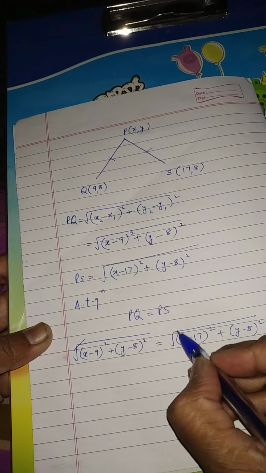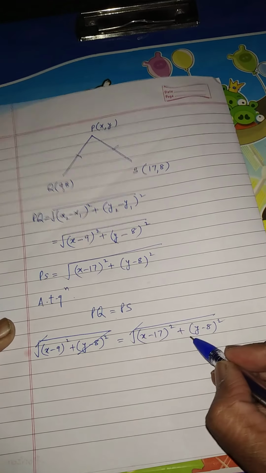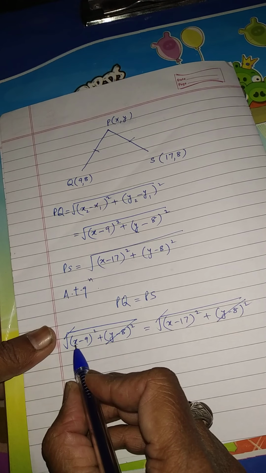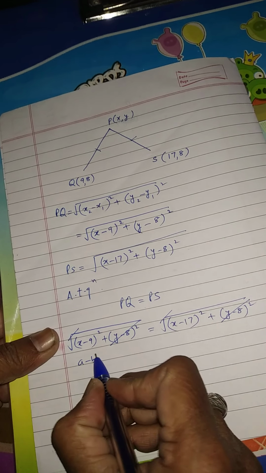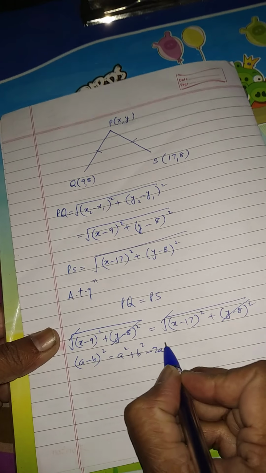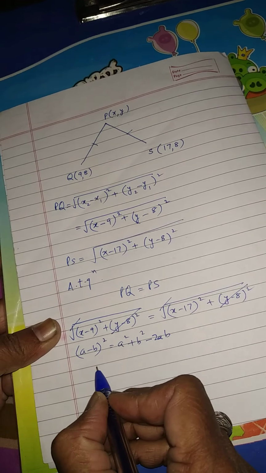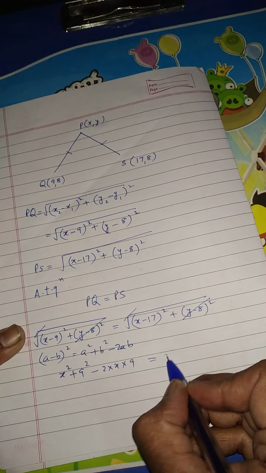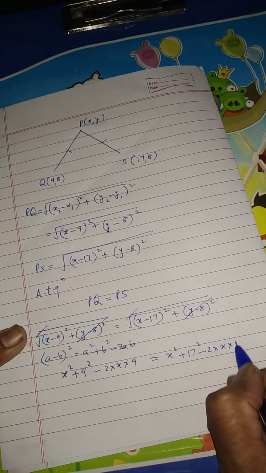So here square root and square root will be cancelled. After cancellation we have this one again, then this will also be cancelled. So what is left now? We have left (x minus 9) whole square. So the formula for (a minus b) whole square will apply here. The formula is a square plus b square minus 2ab. So according to this formula, this is a and this is b. A square means x square, b square means 9 square, minus 2 into x into 9, and the right hand side also has the same formula. A square means x square, b square means 17 square, minus 2 into x into 17.